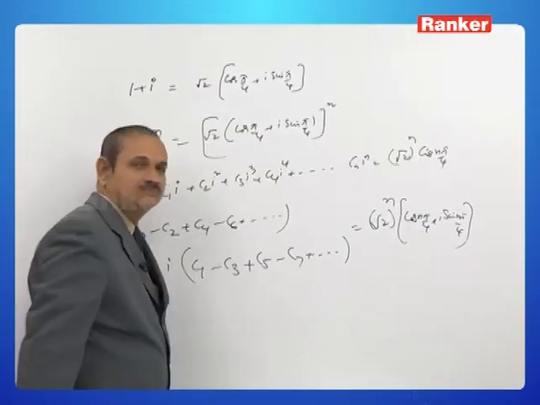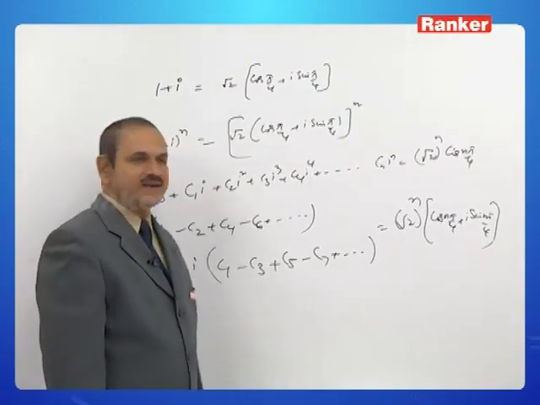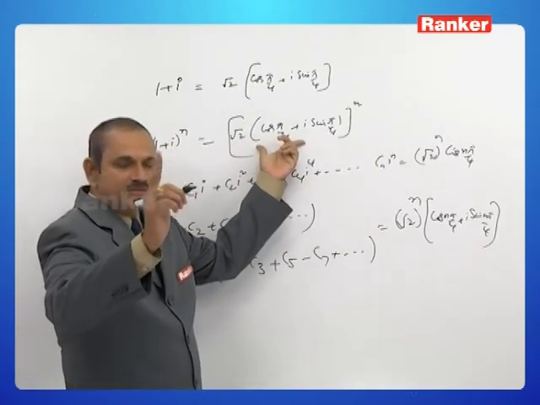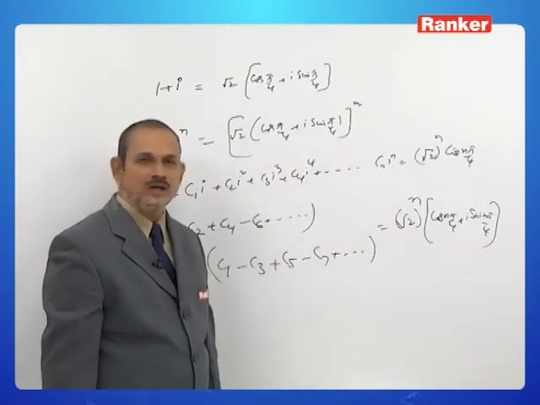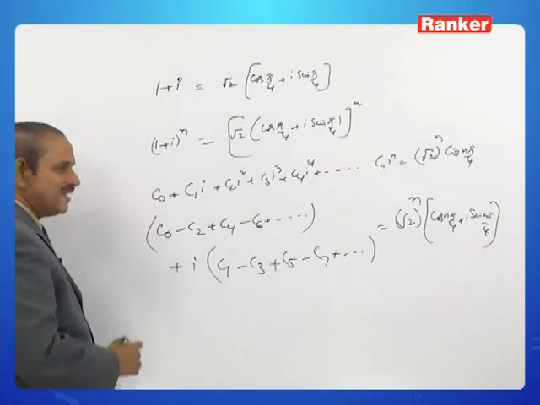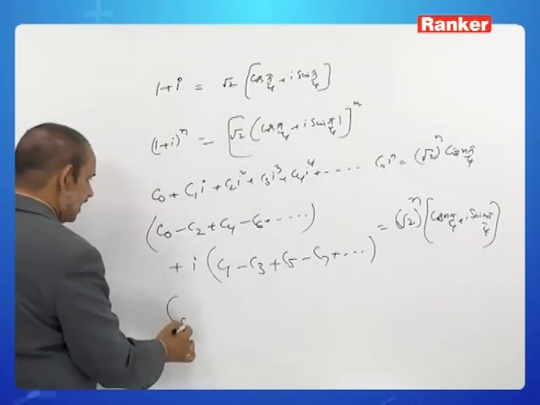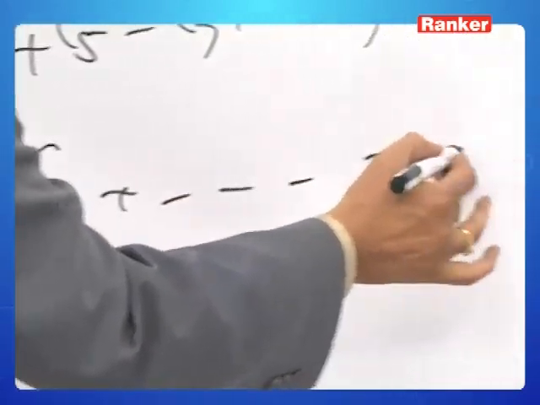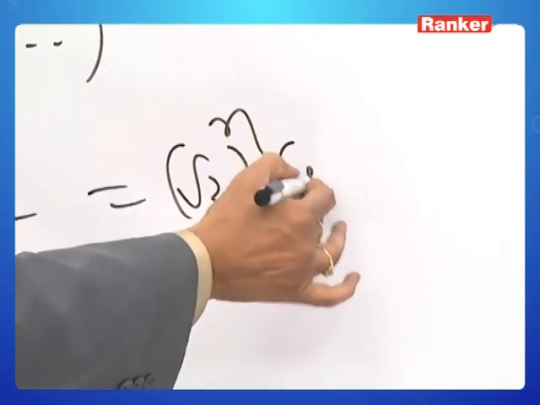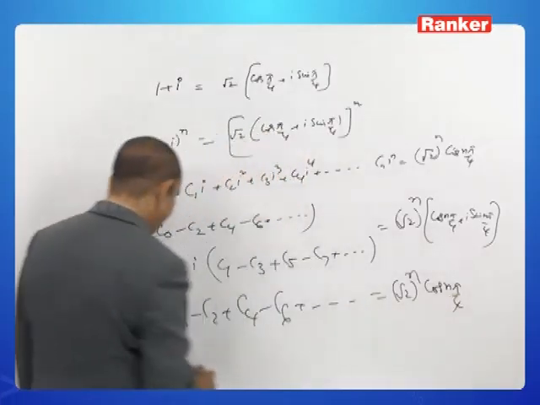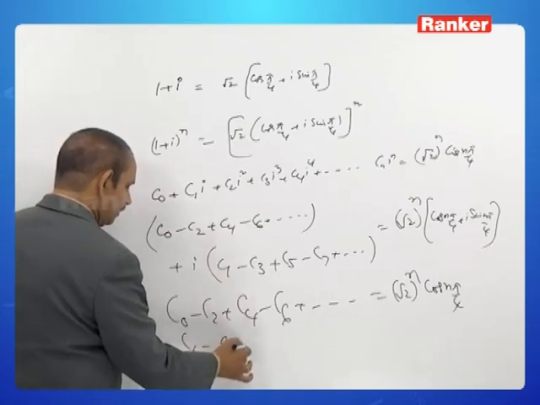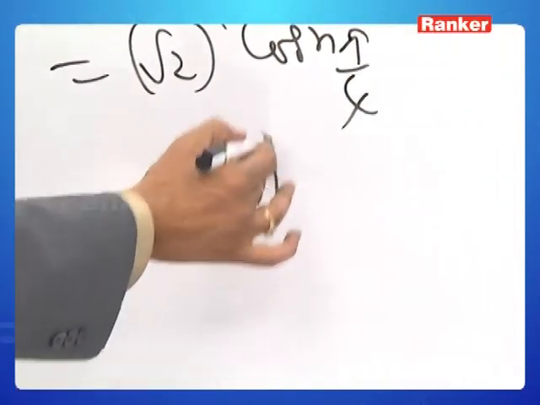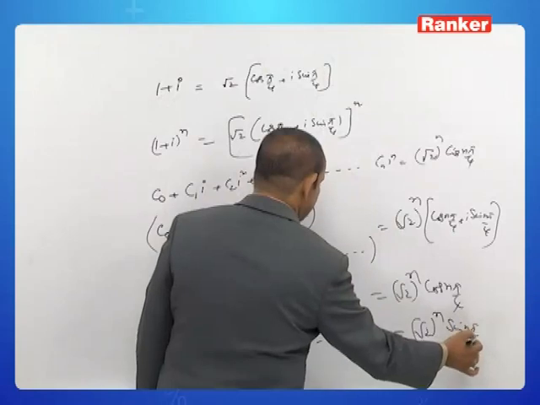My dear friends, I think you could have recollected the reason for this expression. We could have made use of the famous de Moivre's theorem in complex numbers. Good. Compare the real and imaginary parts here. What do you have? C0 minus C2 plus C4 minus C6 and so on is equal to (√2)^n cos(nπ/4), and C1 minus C3 plus C5 minus C7 and so on is equal to (√2)^n sin(nπ/4). These are beautiful results.